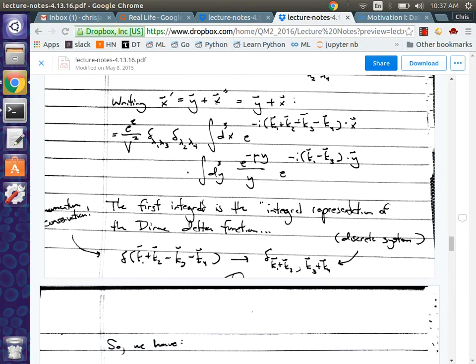Just in this formalism, we've seen a couple of conservation rules pop out at us. We didn't necessarily impose them explicitly, but we've seen that there's a conservation of spin. The spin in this case stays the same, it doesn't flip. And we've also seen that the formalism gives us a delta function that tells us we have to conserve momentum.